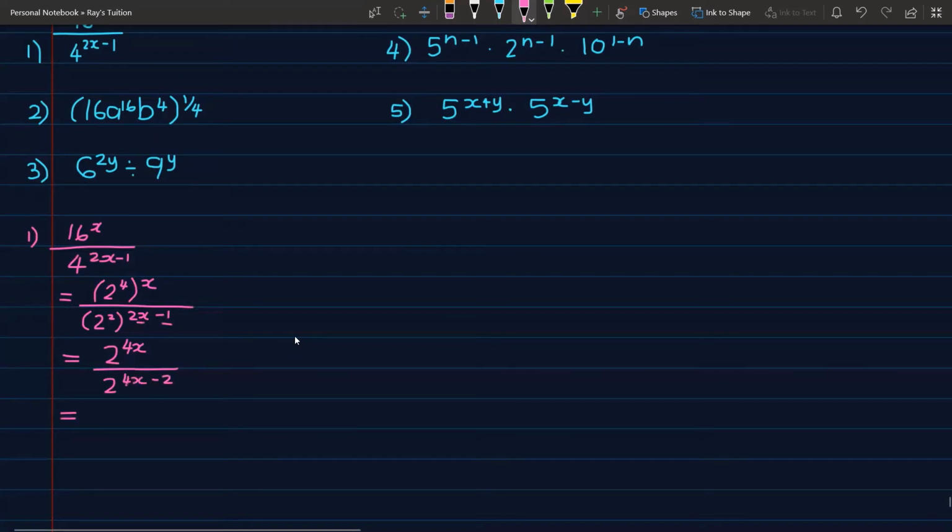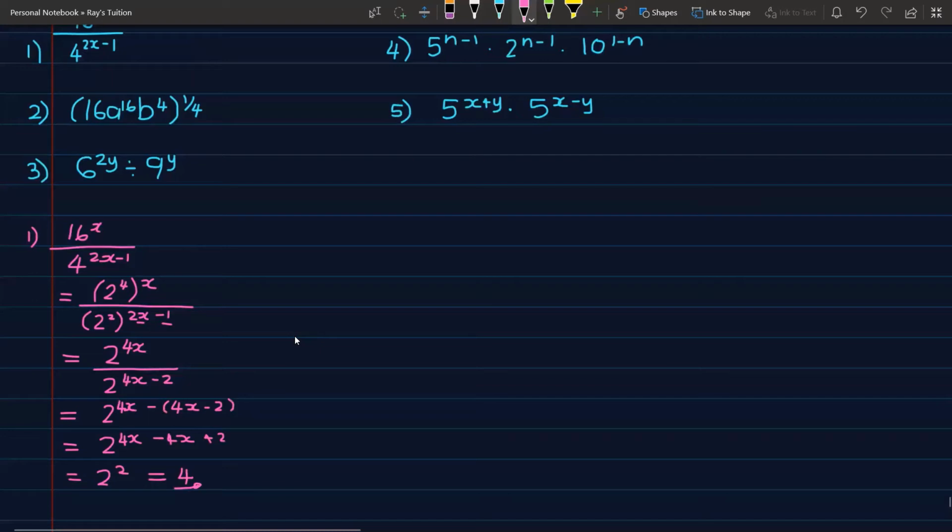Finally, we're going to use the law of division. When dividing with the same bases, we subtract. So this here becomes 4x minus (4x minus 2). We're subtracting what we're dividing. And finally, this becomes 2 to the power of 4x minus 4x plus 2. When we simplify this further, the 4x's cancel out, leaving us with 2 to the power of 2, which is simply 4.